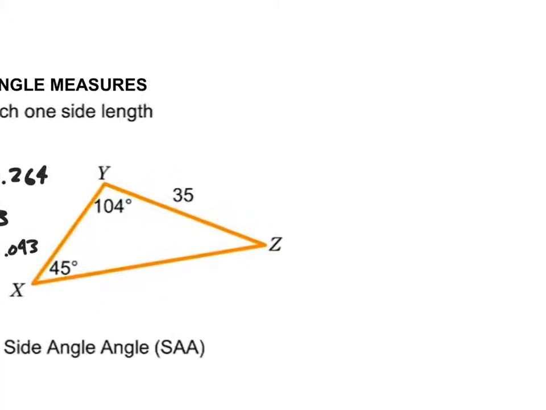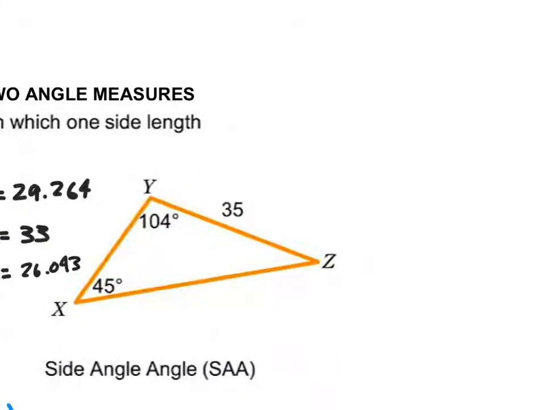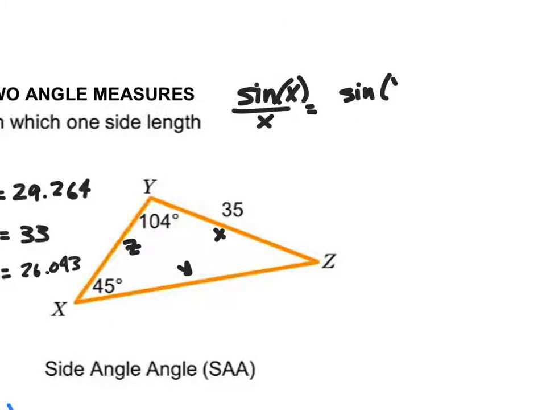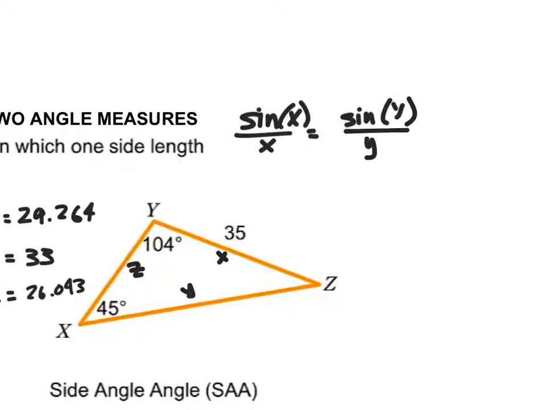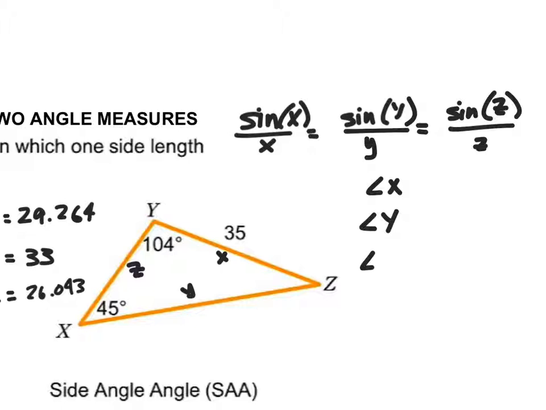Now in this example, I'm going to label this with x, y, and z's. This is length x, y, and then z. To write it out, it's going to be the same thing. Sine of big X over little x is going to equal sine of big Y over little y, and that's going to equal sine of big Z over little z. That's what we want to find. So let's find angle X, angle Y, angle Z, side length X, side length Y, side length Z.